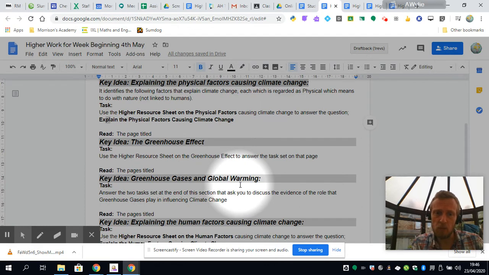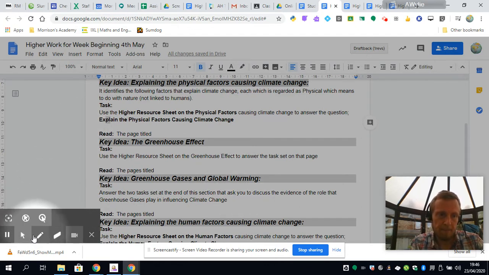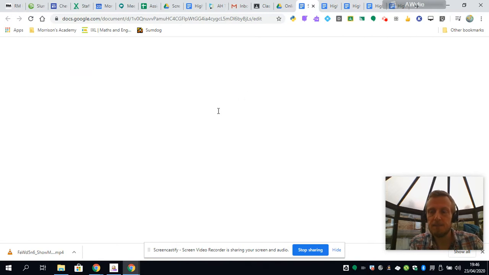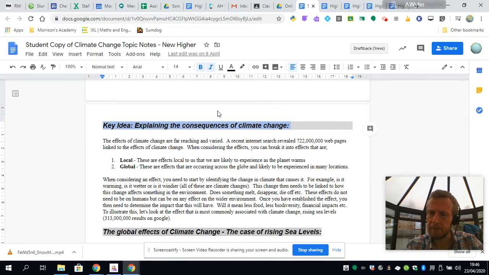Okay, now that brings us to the third part of today's lesson, greenhouse gases and global warming. I'm just going to come out of the spotlight here and take you to the student note set on this. What you'll have established so far is that whilst physical factors do cause climate changes, they more often than not have very little influence, or as a matter of fact, they cause global cooling. And therefore, they don't really explain the current trend towards global warming.